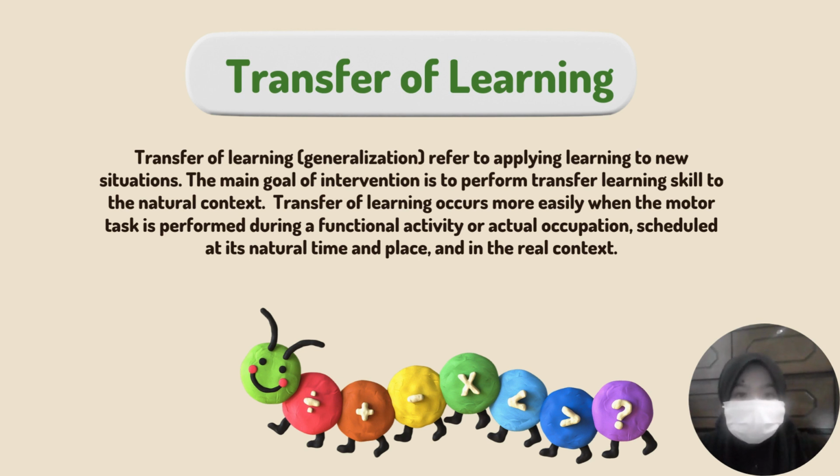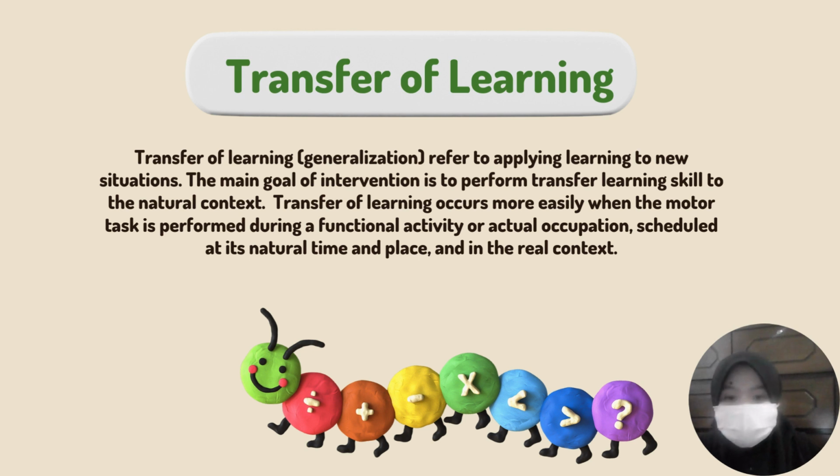In transfer of learning in particular, the child is best able to transfer motor skills when they have practiced the motor skills within the natural context, or you can say in their real world situation. Therefore, the best way to help the child be successful is by practicing the skill in their own environment. And transfer of learning also occurs more easily when the motor task is performed during a functional activity or in an actual occupation that is scheduled at its natural time and place and in the real context.